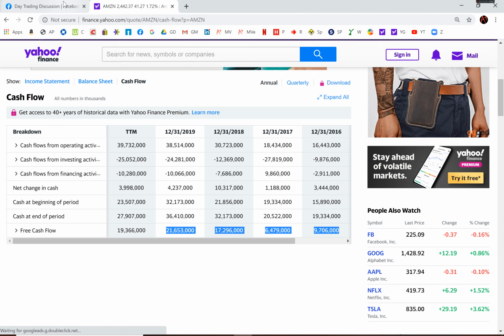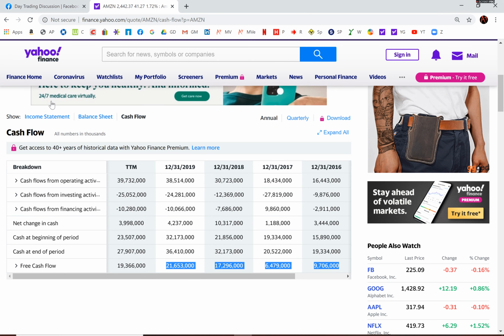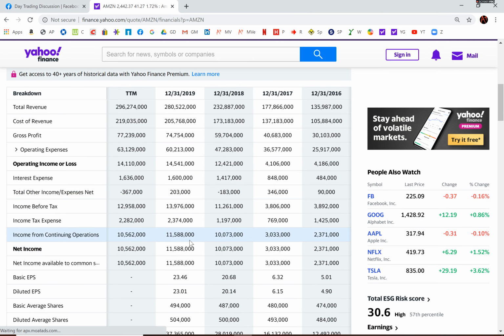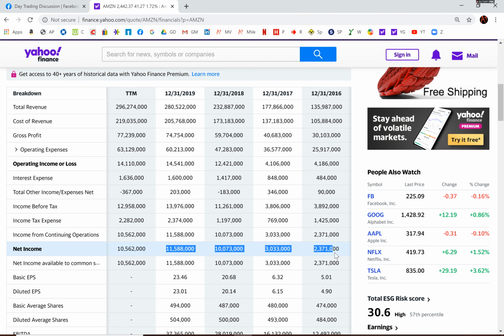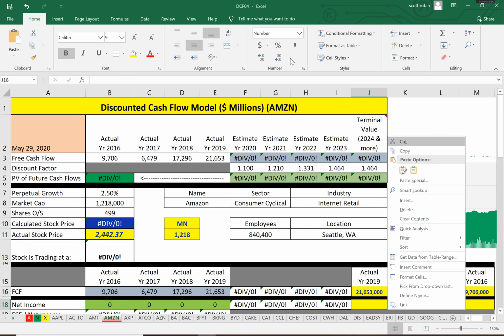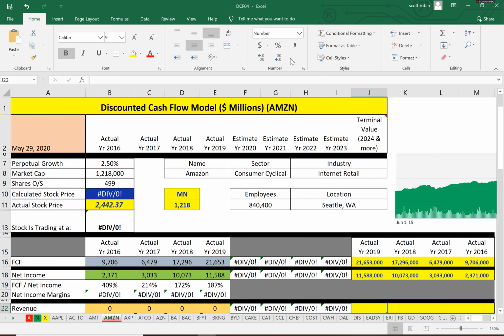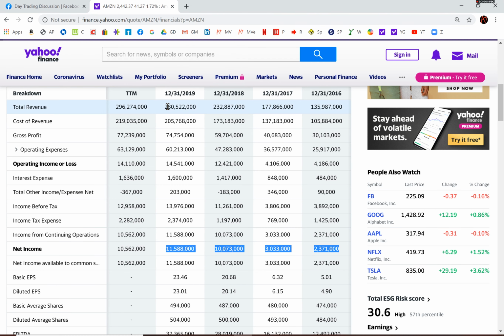Next, we need net income, and you can find that on the income statement. And we're pulling in 4 years of data for our model. And last is revenue. Every year they have a big jump in revenue.